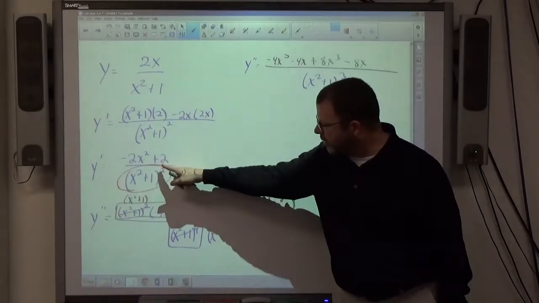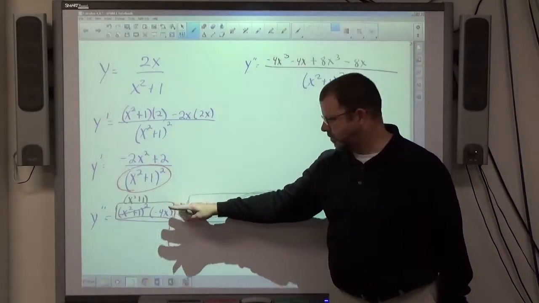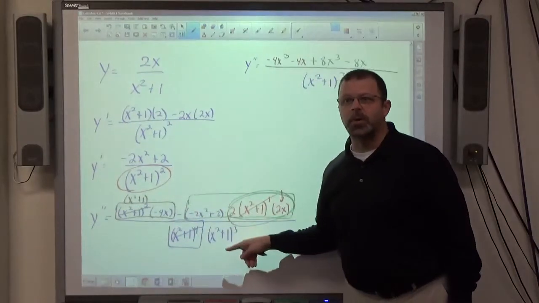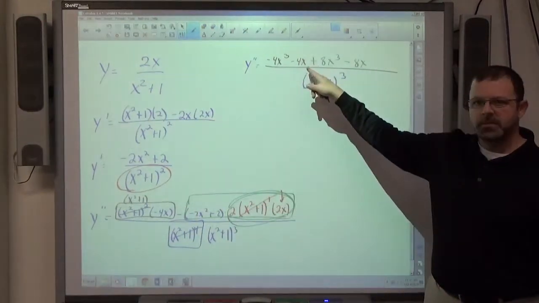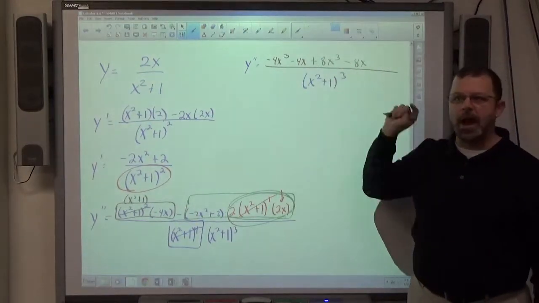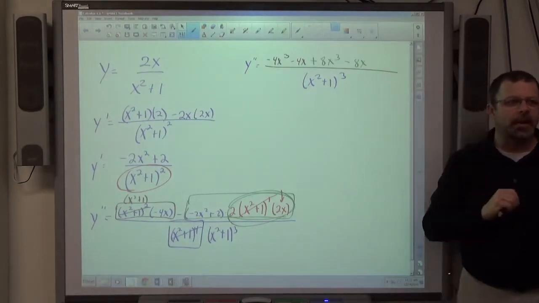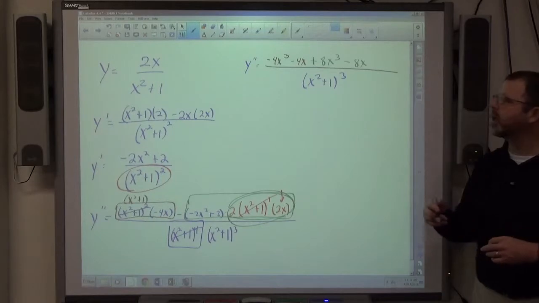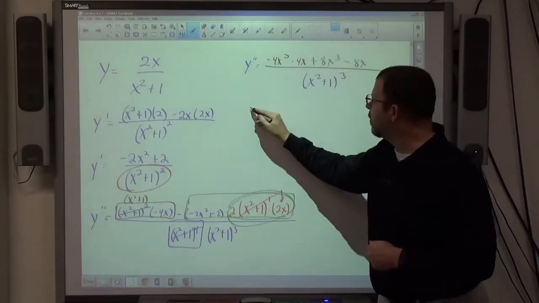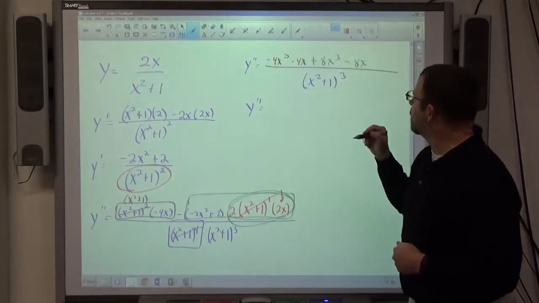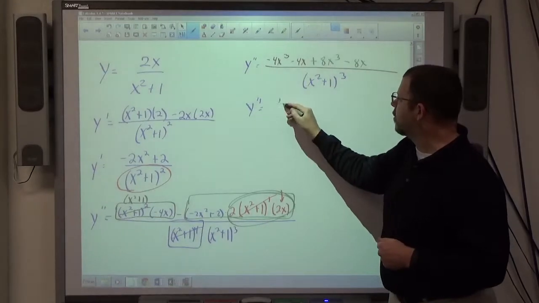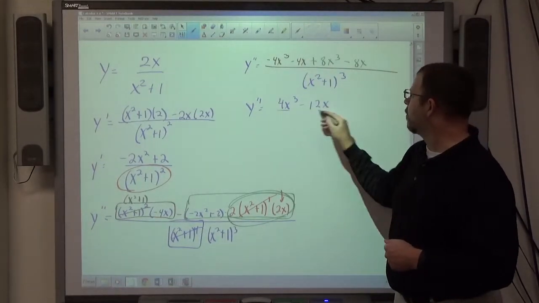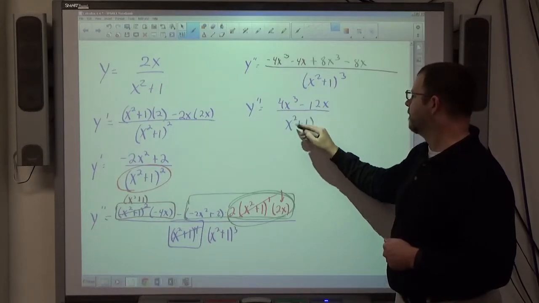From here to here is calculus, quotient rule. Canceling all these x squared plus 1s is algebra. Distributive property, algebra. A lot of your mistakes are happening in algebra. And again, it just comes down to how much practice you have been putting into those problems. So be careful with your algebra. So last step, combine like terms. 8x cubed minus 4x cubed is 4x cubed. Negative 4x minus 8x is negative 12x, all over x squared plus 1 cubed.